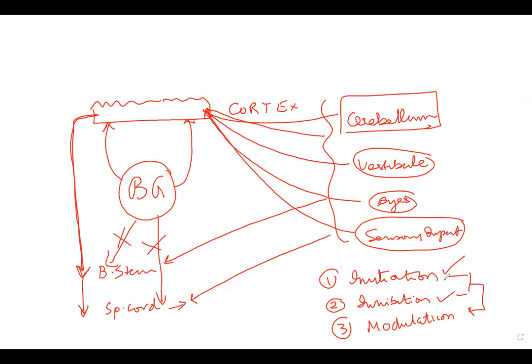Modulation is balance between the initiation and the inhibition. Okay, now let's go to phase 2. Then we said earlier BG. BG is not one particular part. It has got several parts. What are the several parts of the control of the basal ganglia?